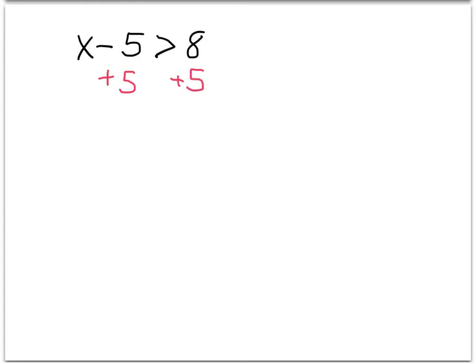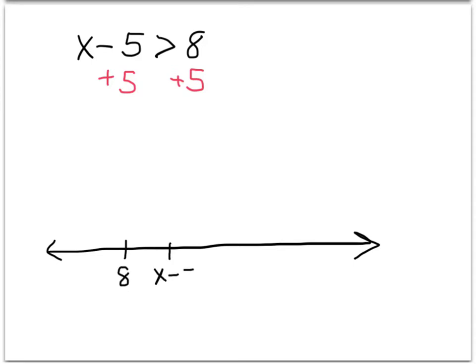But this isn't an equation, it's an inequality. So why does that work here? Well, let's think about it. If we know that x minus 5 is greater than 8, then what that tells us is that on our number line, 8 is to the left of x minus 5. And we don't know what x is, so we don't exactly know where x minus 5 is.